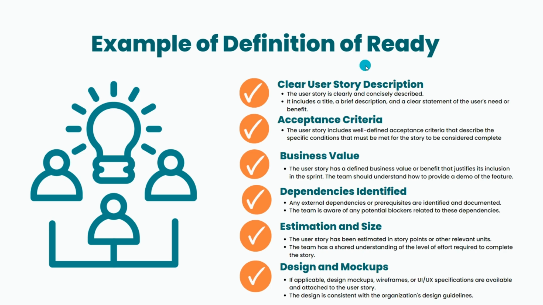So let's understand an example. Clear user story description. So the user story is clearly and concisely described. We have discussed quite a few times now, discussing definition of ready. So it should have the title, brief description, and the details needed for the user story to describe what is expected in that.